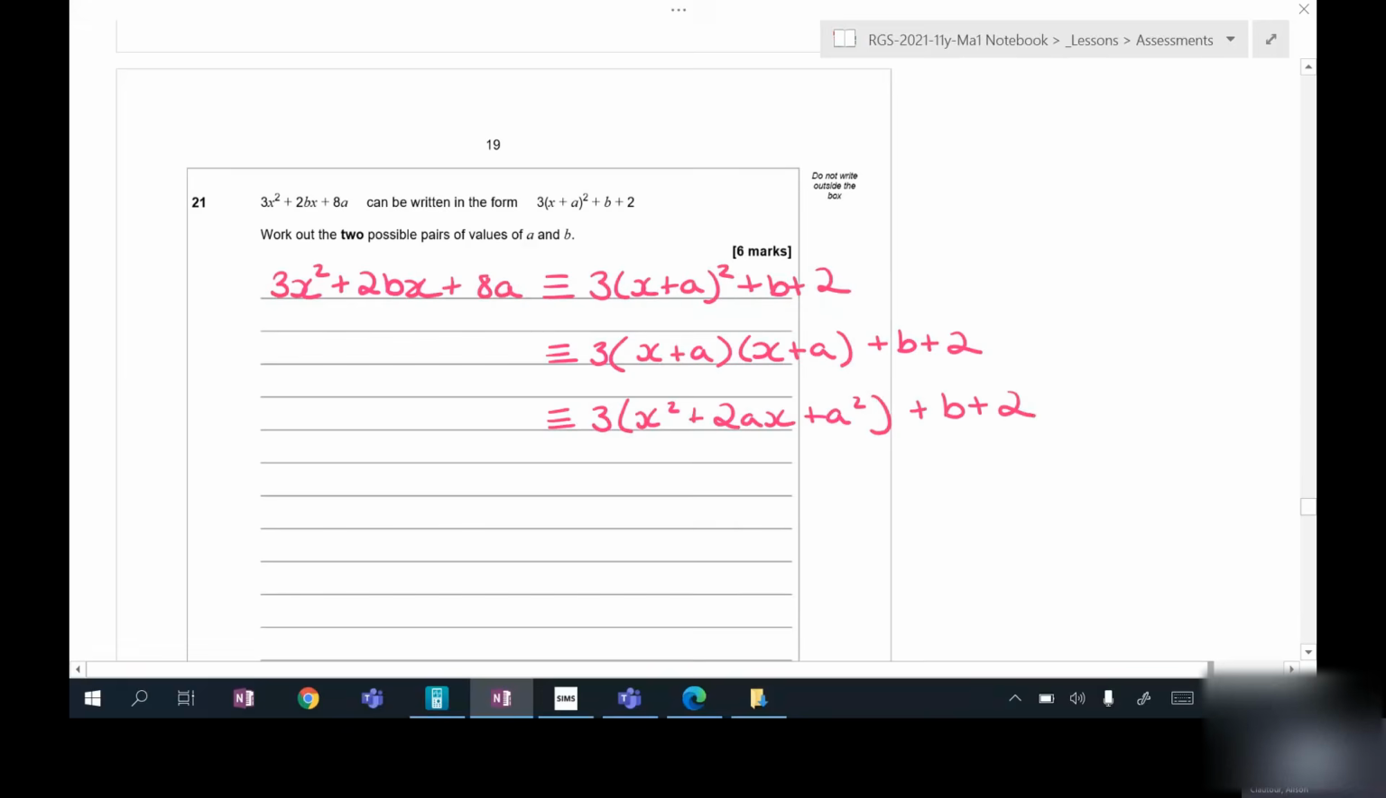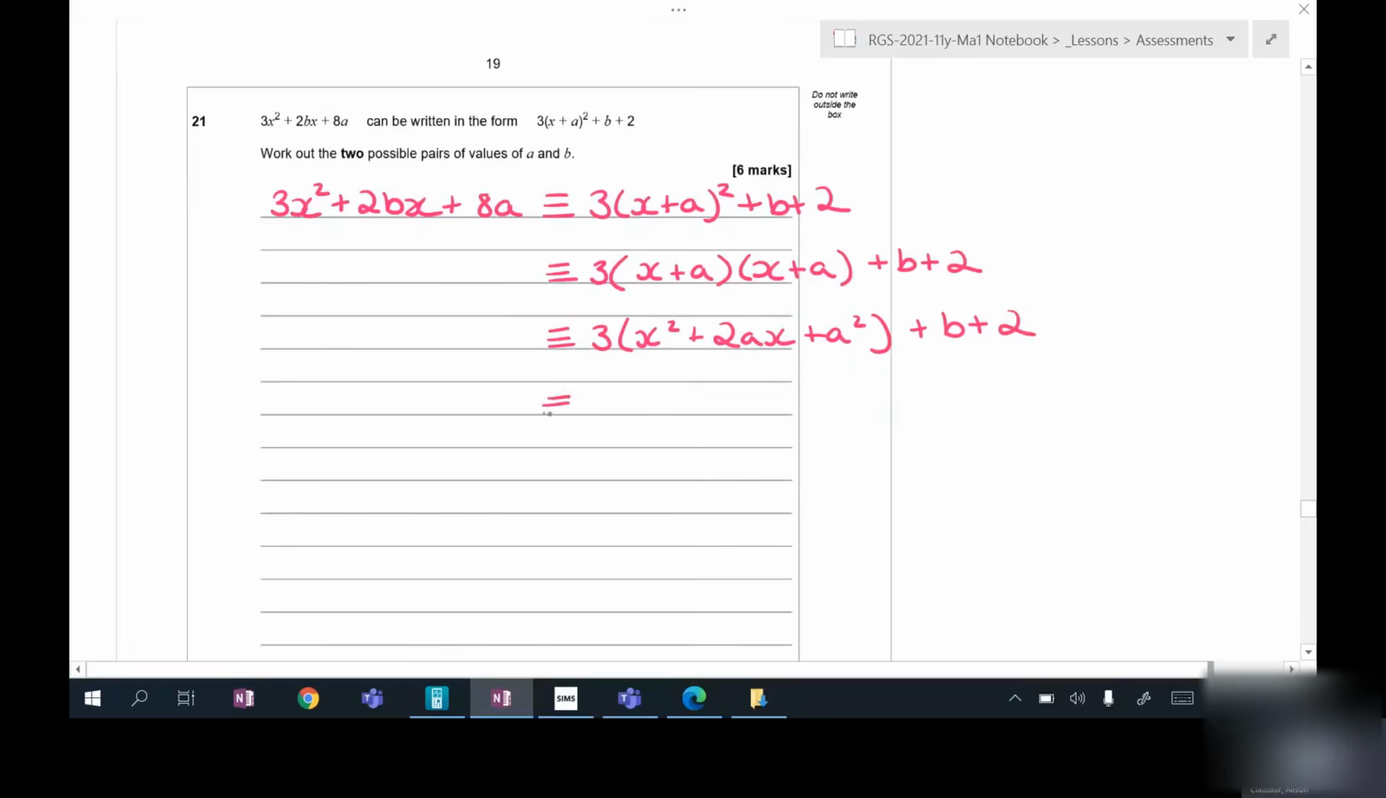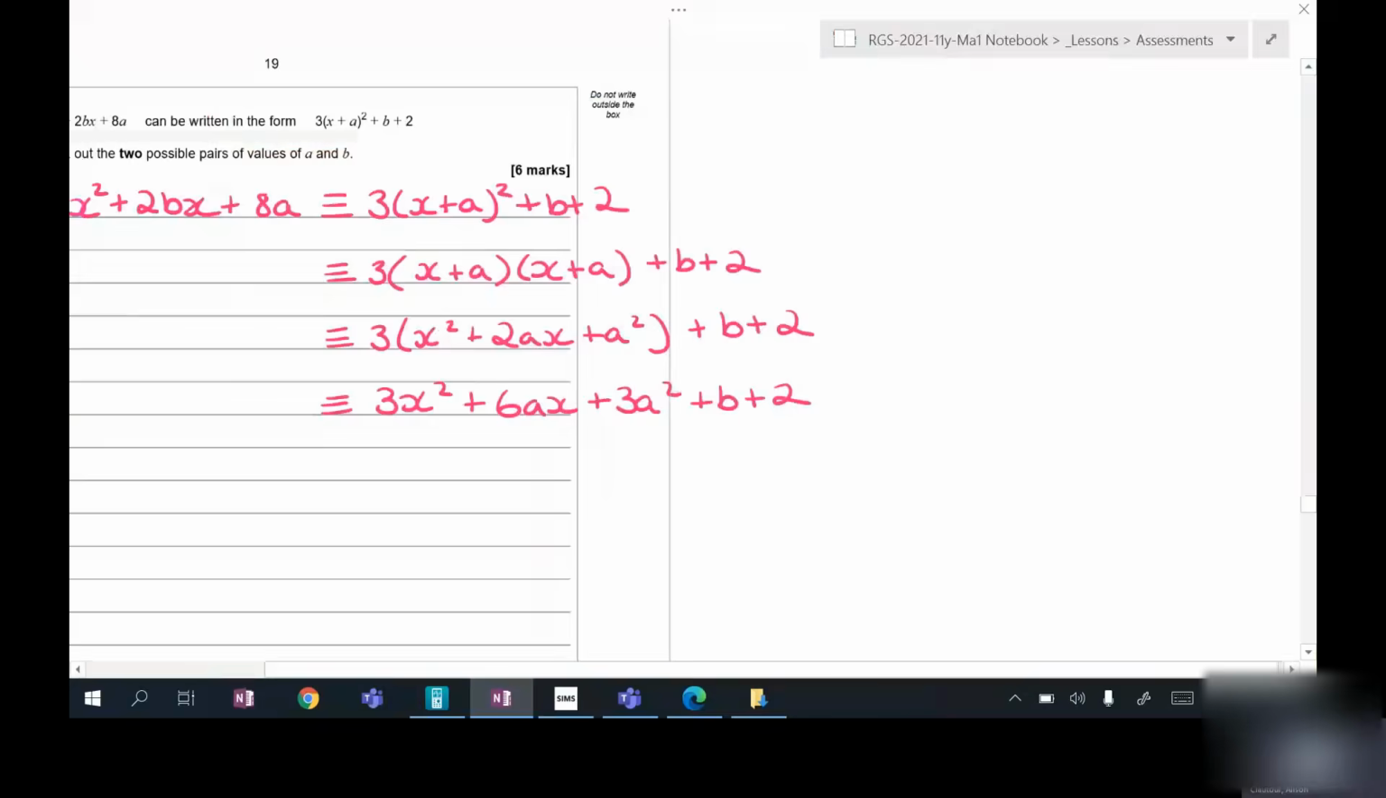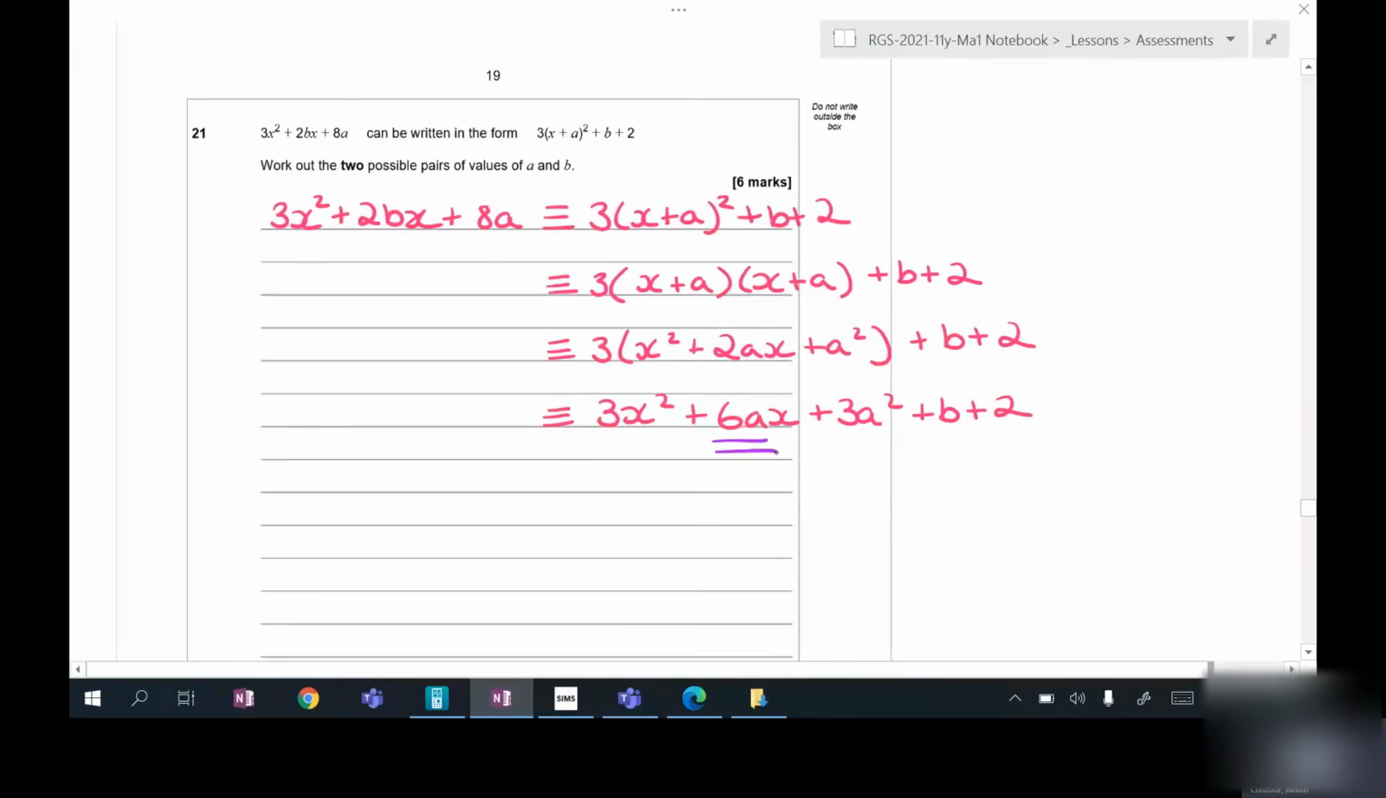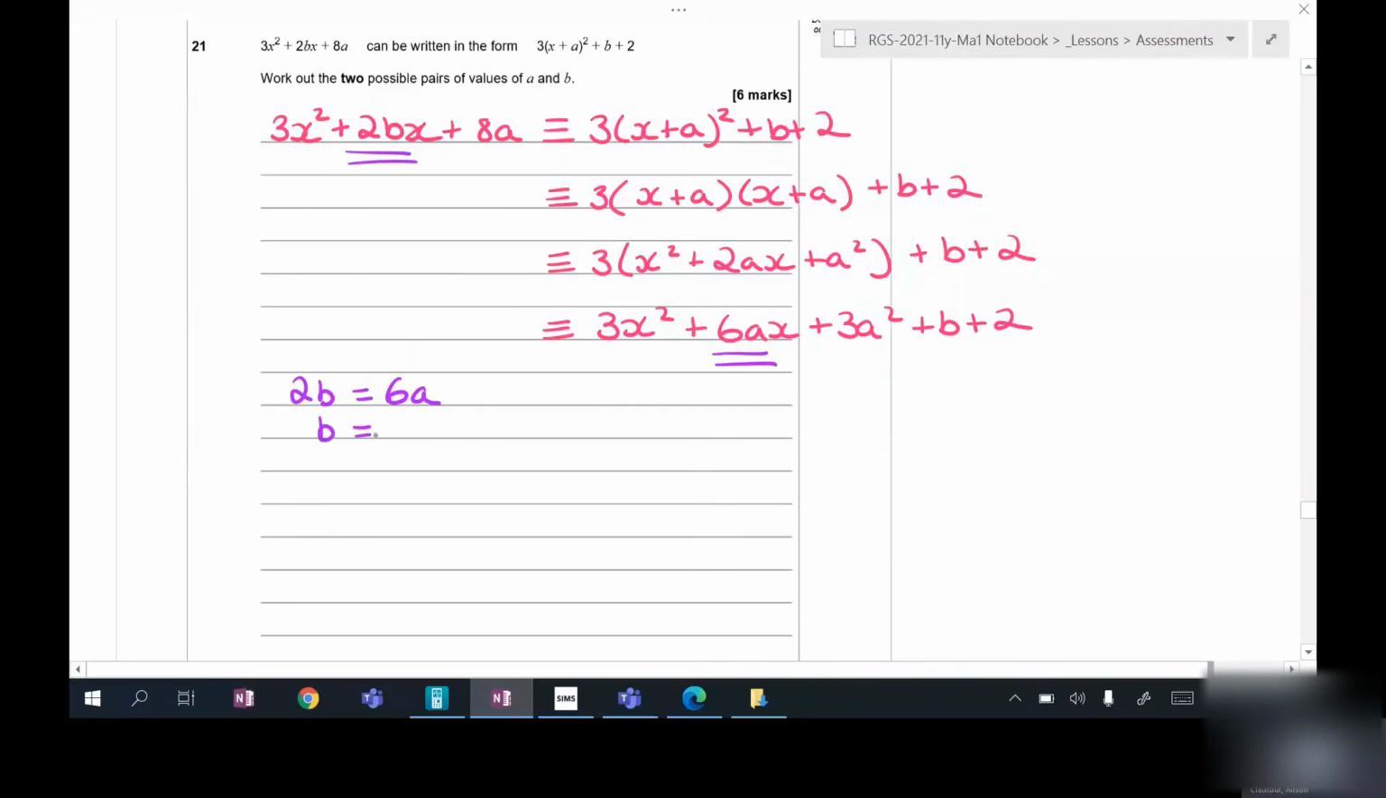Once you've expanded those brackets, you can multiply through by 3. And then we're equating coefficients, looking at what's in front of the x. The coefficient of x here is 6a, and my coefficient here is 2b. So we know that 2b has got to be the same as 6a. Not much you can do with that, but you can put b in terms of a. So that means b is 3a.